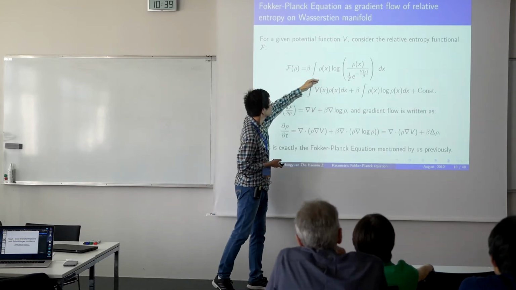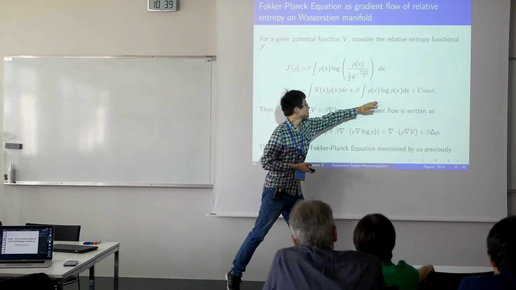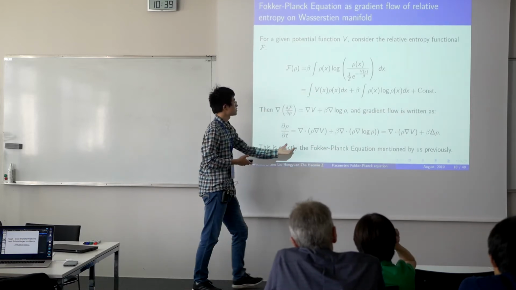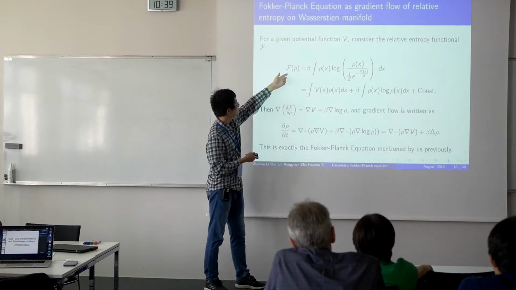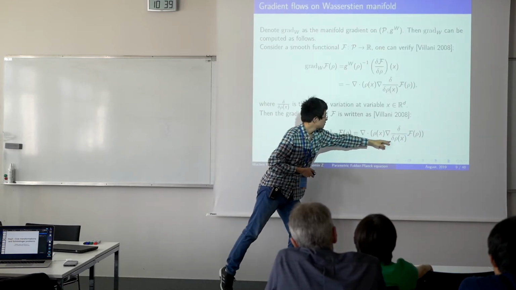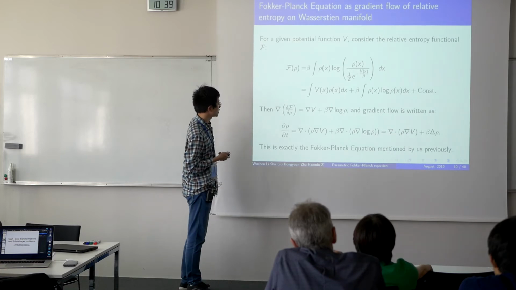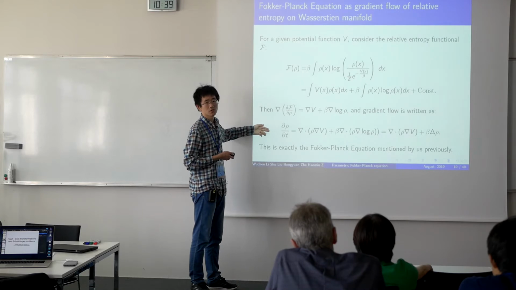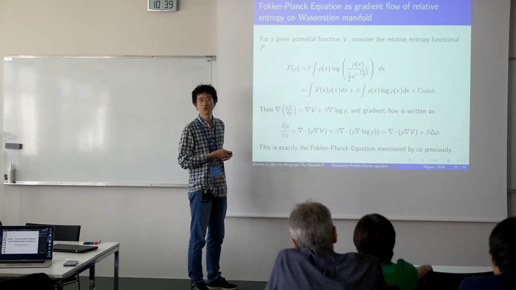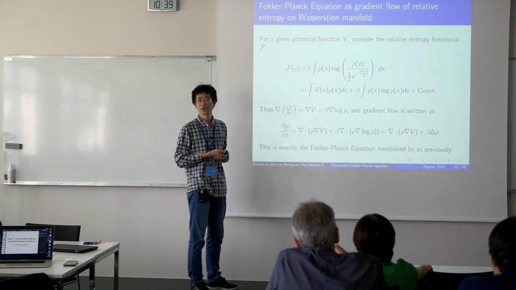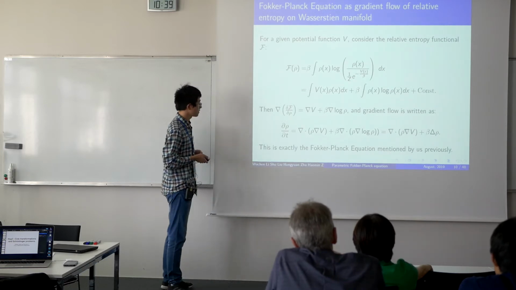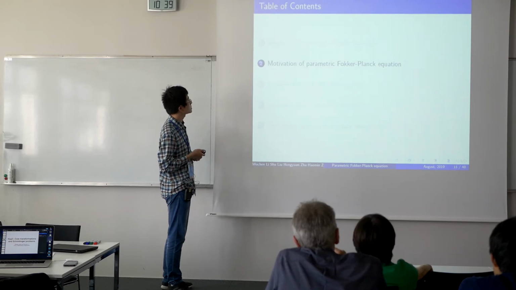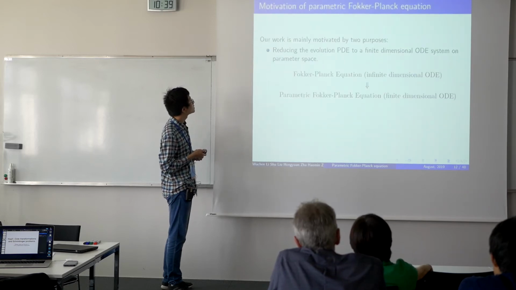And if you simplify this, you get this. I will just simply drop that constant later, so we just consider the first two terms. And we plug this F into here. You carry out all the computations, and you will find what you get is exactly the Fokker Planck equation. So this is why Fokker Planck equation can be treated as the Wasserstein gradient flow of relative entropy. Okay, so these are the main backgrounds we are going to use in our project.